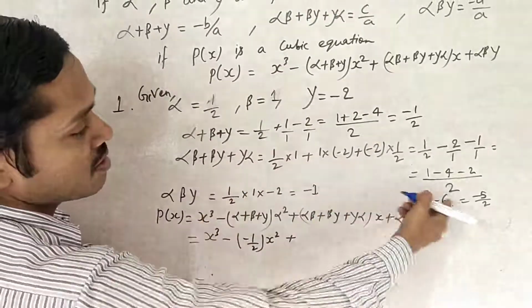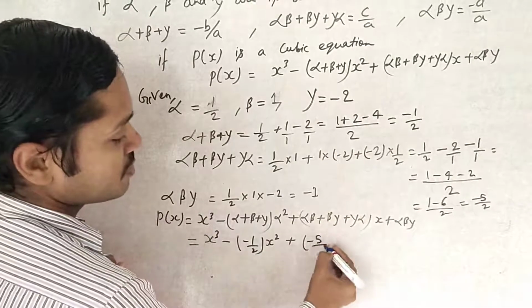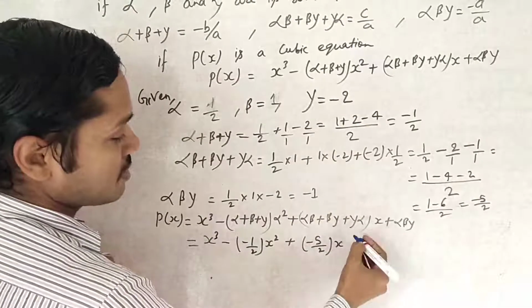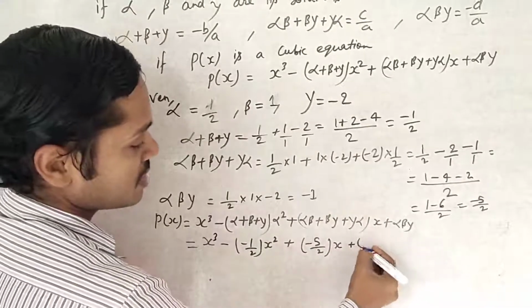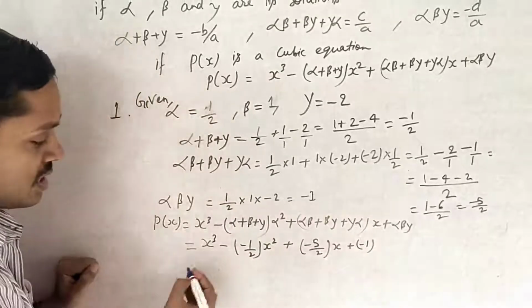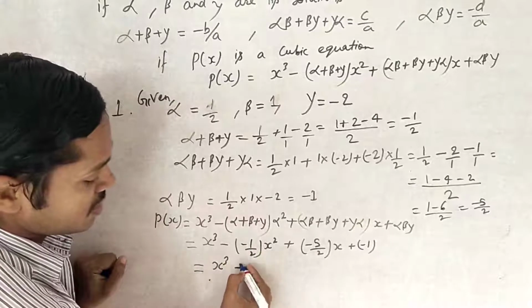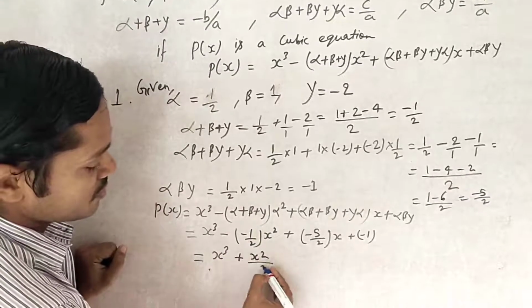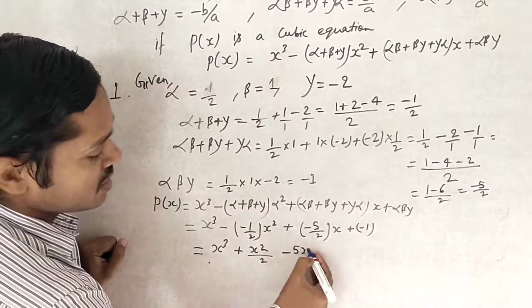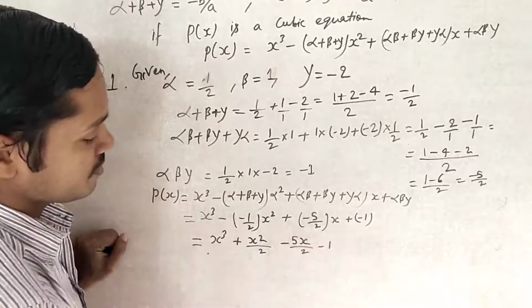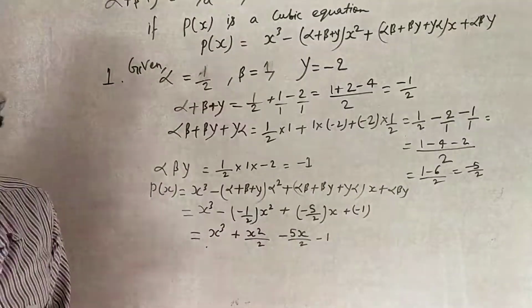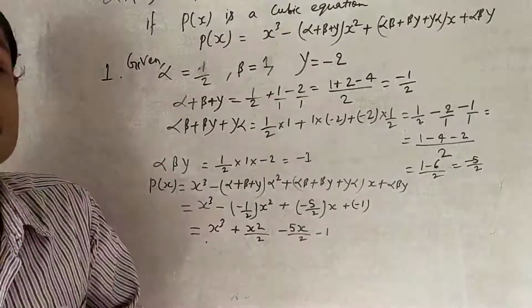What is the value there? The value is equal to minus 5 by 2 into x. Alpha beta gamma, how much? Alpha beta gamma is equal to minus 1. Look at there, what are we getting? We are getting x cube plus x square by 2 minus 5x by 2 minus 1.